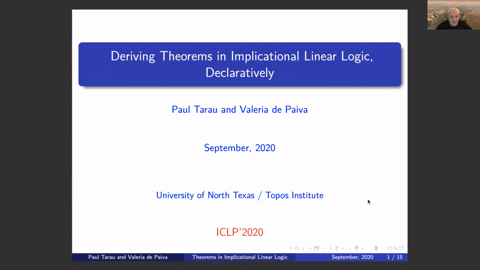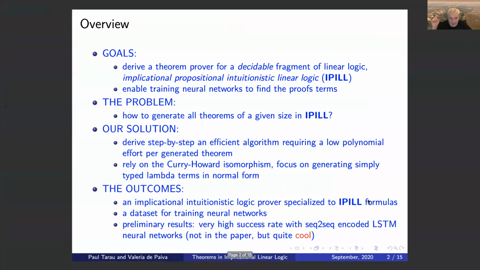Hi everyone. So I will talk to you about deriving theorems in implicational linear logic declaratively, and this is joint work with Valeria De Paiva. I will start with an overview.